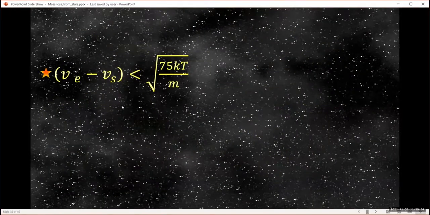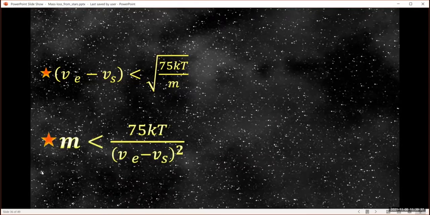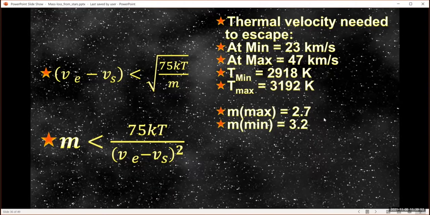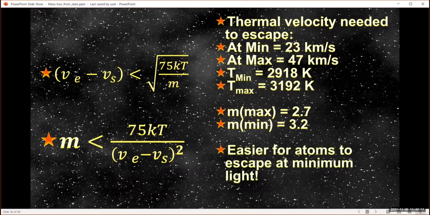So this is basically that same equation that we just had. Now I've rearranged it so that we can get out the mass of the things that can escape. I've got my temperatures. Remember, at minimum light, it's cooler than at maximum light. So that cramps it a little bit because the atoms will be moving a little slower. It helps a little bit, but we still are only getting 3 AMU of mass able to escape. Anything more massive than that is going to be held on to. So hydrogen can escape, but helium can't at maximum light. At minimum light, helium might just escape if it's this lower mass isotope. So it is easier to escape at minimum light, but that's not telling the whole story.